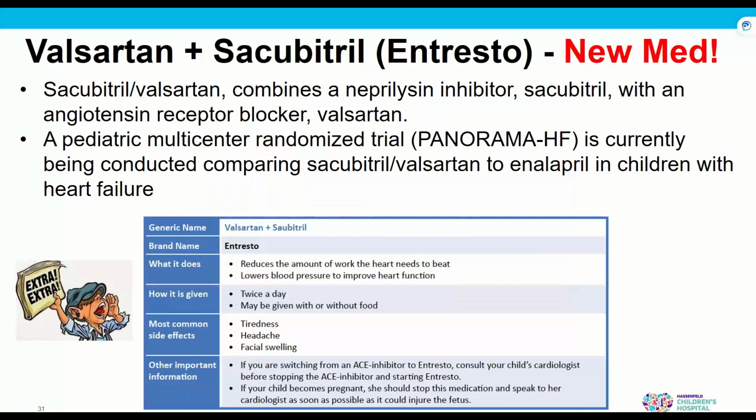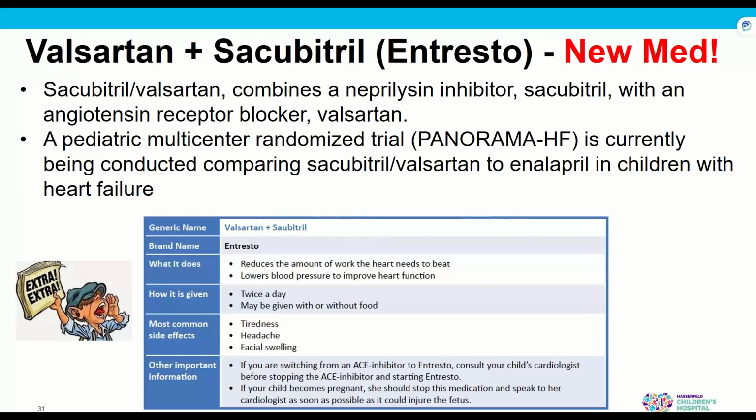All right, so this is a new medication alert. This is Entresto, also known as valsartan plus sacubitril. They have all the commercials on TV of people being very happy, in case you happen to catch these commercials. So sacubitril valsartan combines a first-in-kind neprilysin inhibitor.